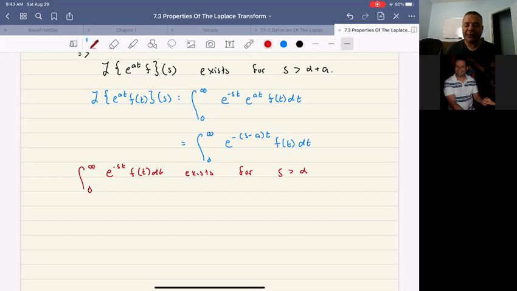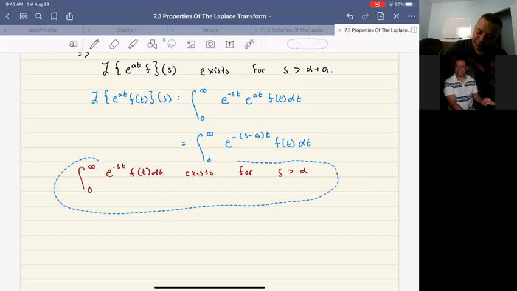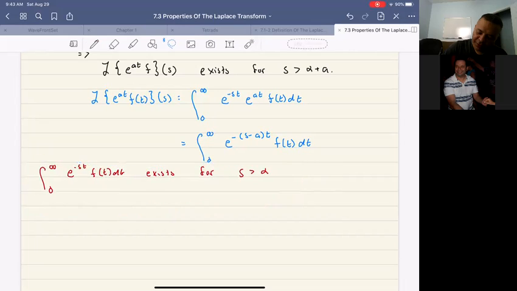Since that is true, that means this integral exists too. It just exists for a different set. So this means it exists for s minus a bigger than alpha, or s bigger than alpha plus a.